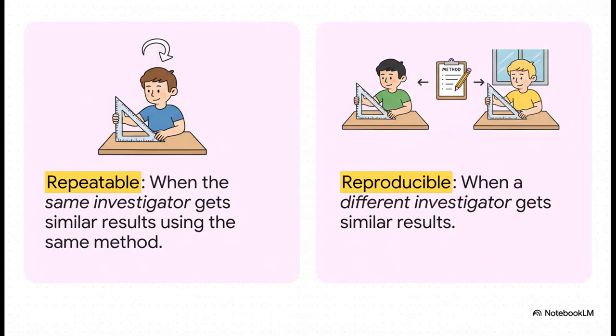Okay, these two words, they trip people up all the time, but the difference is actually really simple. Your results are repeatable if you can do the experiment again and get pretty much the same results. Your results are reproducible if someone else can follow your method and get similar results too. Both are super important for making sure your findings are trustworthy.